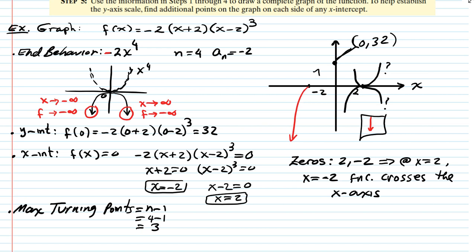Okay. Now, at negative 2, it's going to cross like a line does, like a linear function. So it's really going to go more like this. It's going to cut right through it, because x plus 2 is a linear factor, so it's going to cross like a line does.